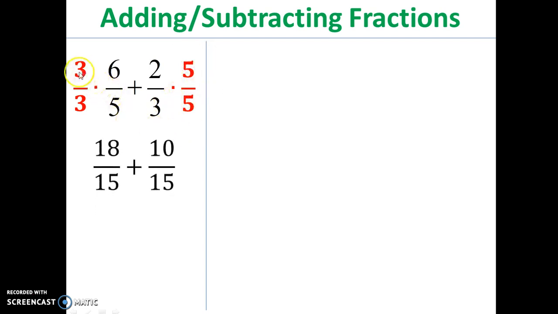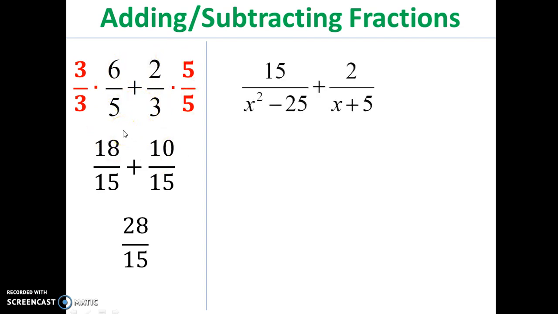When you do that multiplication, 3 times 6 is 18, 3 times 5 is 15, 2 times 5 is 10, 3 times 5 is 15. So we've written an equivalent representation of this. It looks different, but it's equivalent because all we did is multiply by 1 on each side. Now you can add these. 18 plus 10 is 28, and we maintain the denominator 15. There's our final answer to this. We're beginning with these basics because they help us understand rational expressions.